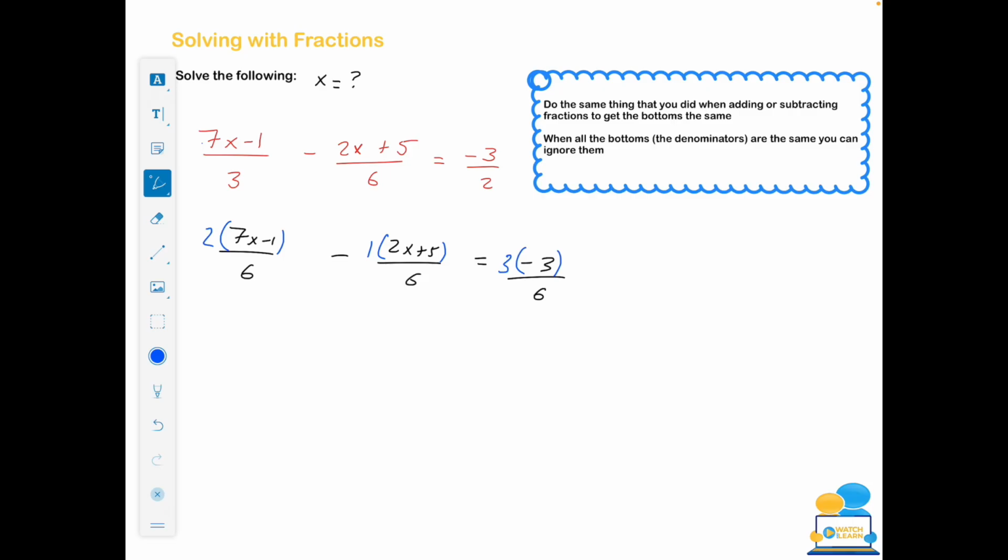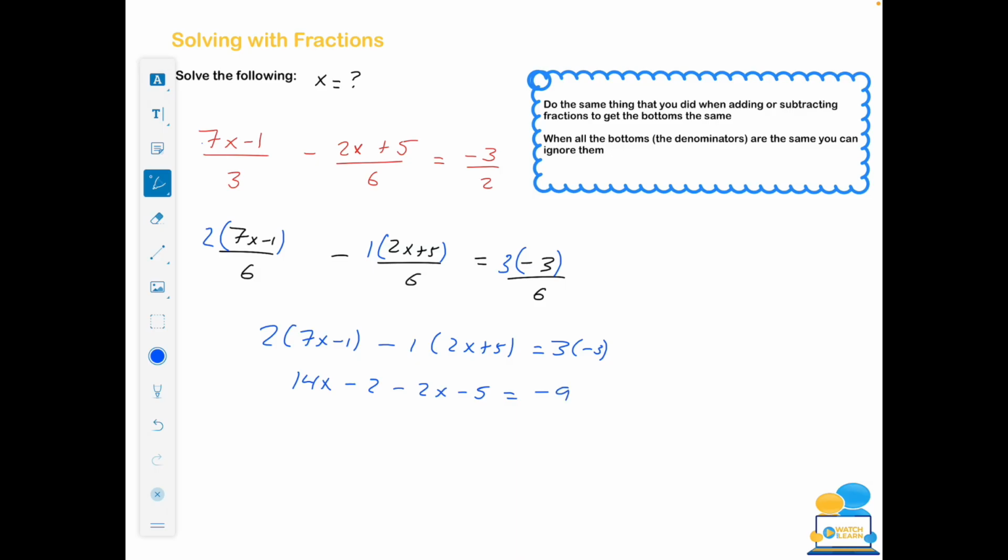Now, this is what I'm talking about by ignoring the bottom. We have 6 on the bottom, 6 on the bottom, 6 on the bottom. When all the bottoms are the same and you're solving, you can just ignore it. So we're just going to write out the top line. It'll be 2 by 7x minus 1, minus 1 by 2x plus 5, is equal to 3 by minus 3. 2 by 7x will be 14x minus 2, minus 2x minus 5, is equal to minus 9.